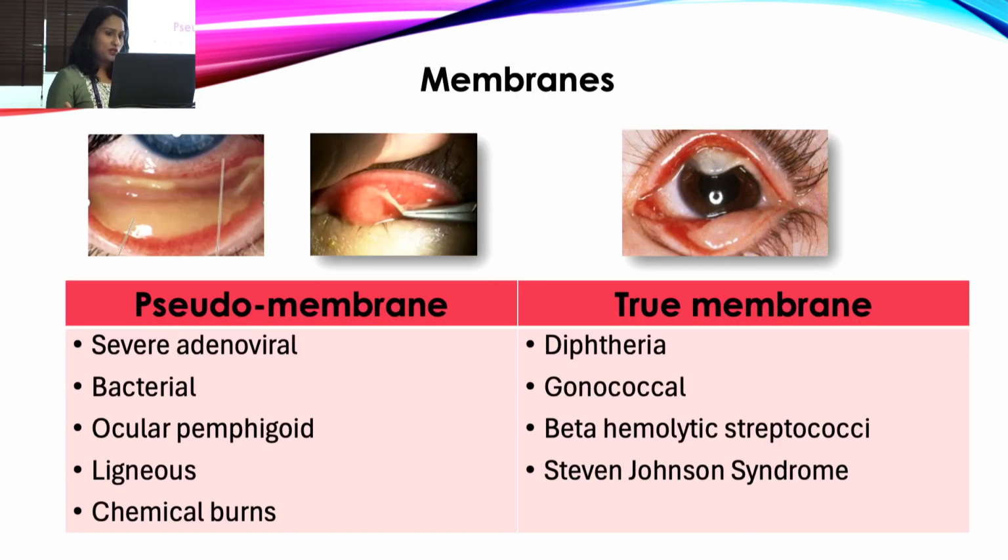Coming to membranes, they can be pseudomembrane or true membrane. Pseudomembranes are basically inflammatory exudates, and they can be easily peeled off from the underlying conjunctiva without any bleeding. But true membranes are integrated into the epithelium of the conjunctiva, so they will bleed when we try to remove them. That's how we differentiate a pseudomembrane and a true membrane.